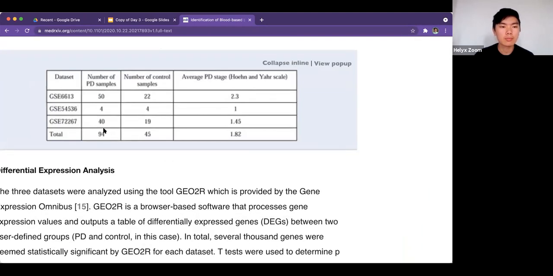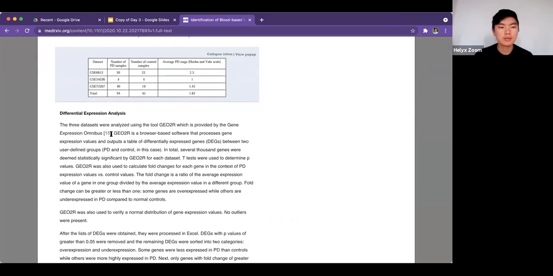So in total, 94 Parkinson's disease samples and 45 control samples. Then you use a differential expression analysis tool called GEO2R, which I'll demonstrate shortly. It runs in your browser and calculates the difference in gene expression between the control and Parkinson's groups, and provides a numerical statistic called log fold change. Log fold change is just the log base 2 of the average difference in expression of experimental, AKA Parkinson's, samples over control samples.